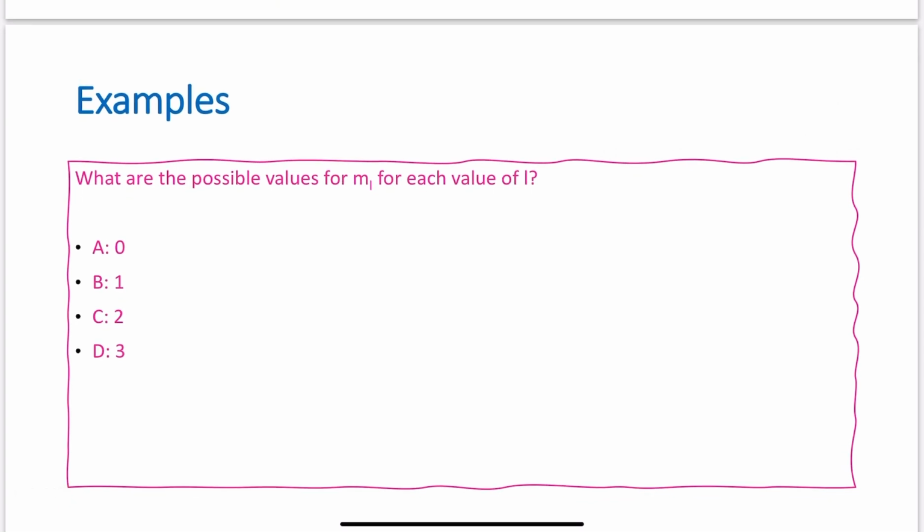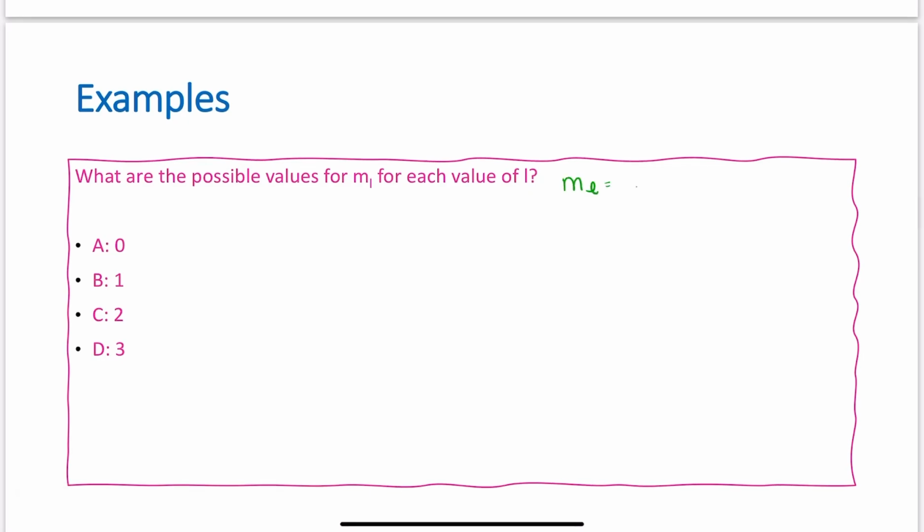What are the possible values of m sub L for each L value? So remember, m sub L goes from negative L through 0 to positive L. So if my L value is equal to 0, my m sub L can only be 0. That's telling me, again, when L is equal to 0, I have an s orbital, and so there's only one shape for that orbital.